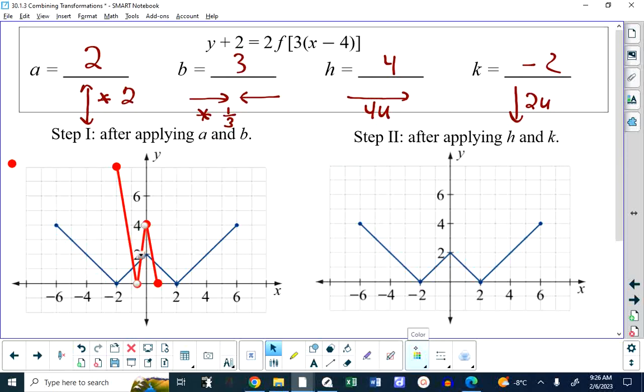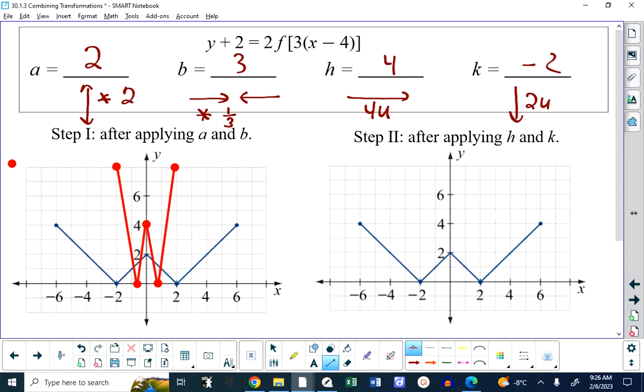And the final point, stretch that vertically by a factor of 2, puts it twice as far away vertically. Horizontally by a factor of a third is going to put it here. And we can connect it. And now my job, so that's not done. That's just done with A and B. Now my job is to move that whole thing 4 to the right and 2 down.